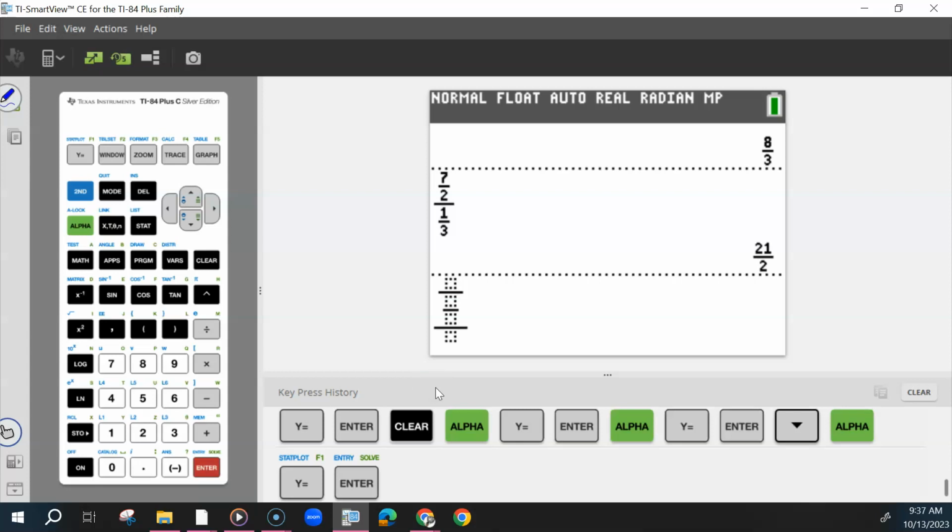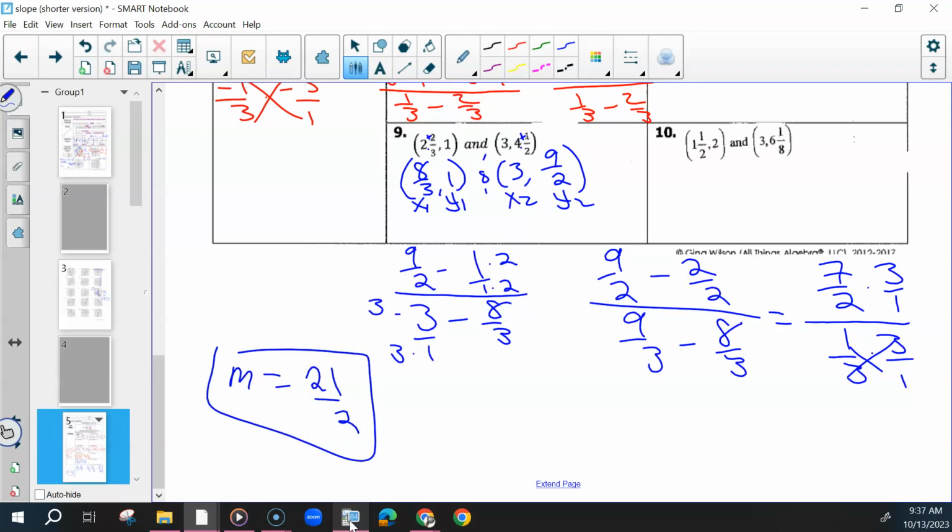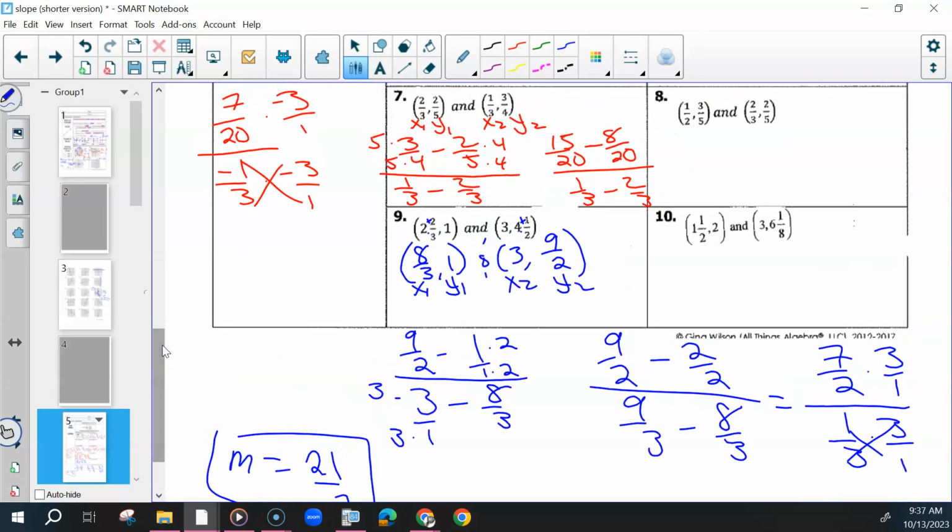Okay. I want you to try 8 and 10. Compare your answers to the people around you. Work together if you so choose. I'll give you some time to work on that, and then we'll come back and talk about the answer.